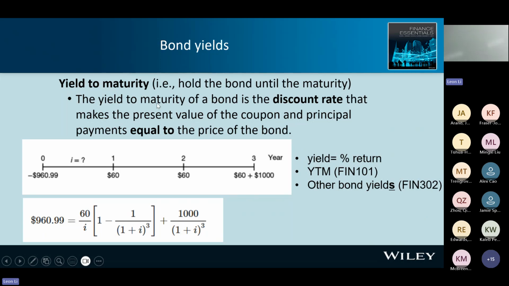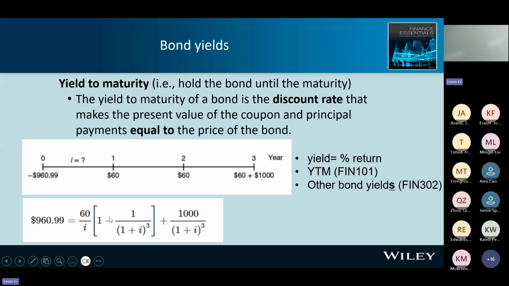What is the yield to maturity? The yield to maturity of a bond is the discount rate that makes the present value of the coupon and the principal payment equal to the price of the bond. This is our timeline: a 3-year bond. We have the coupon, the lump sum payment, and the bond price today. Negative means outflow.